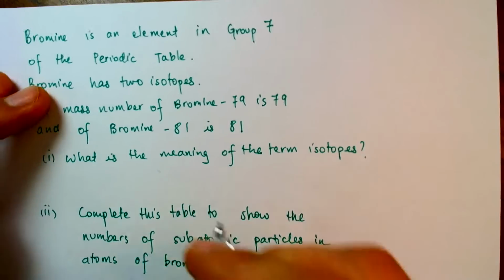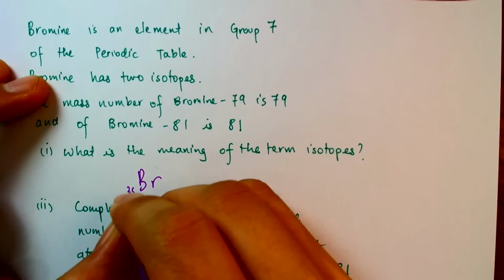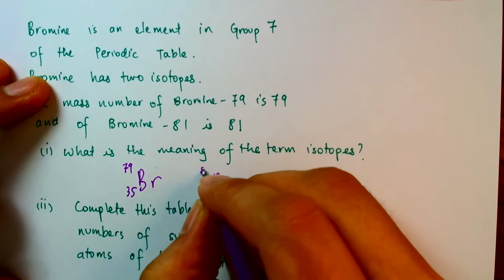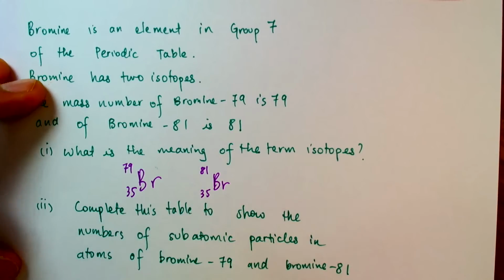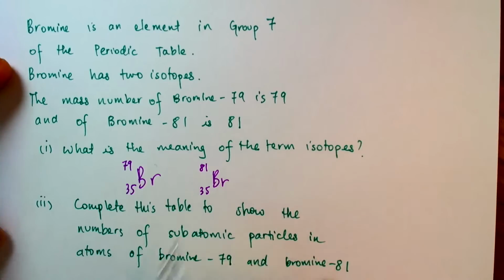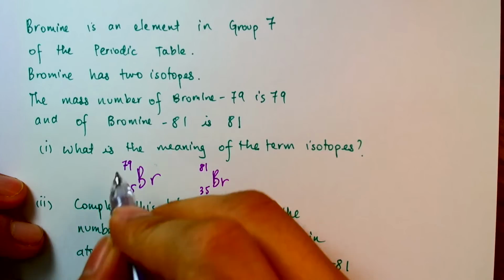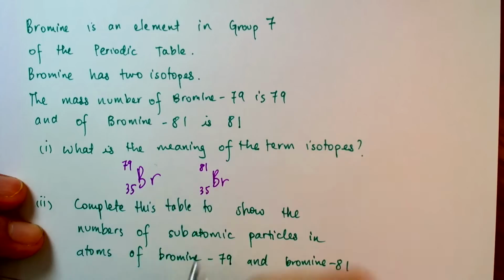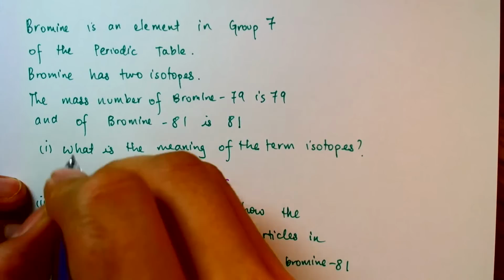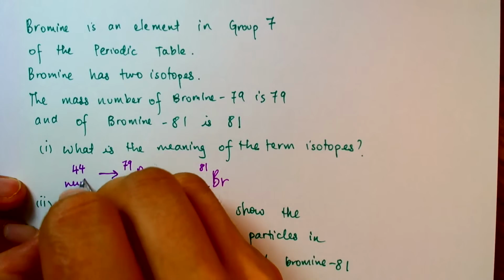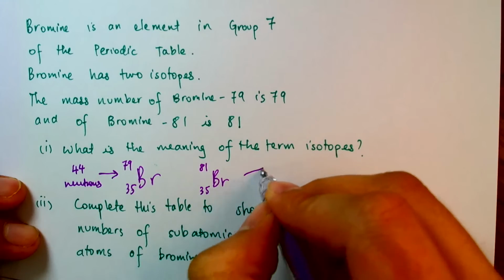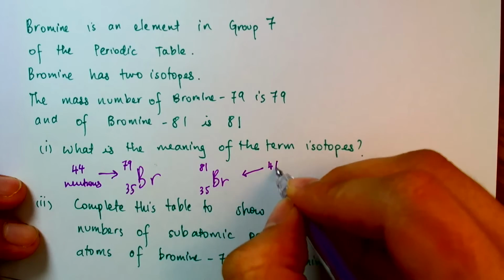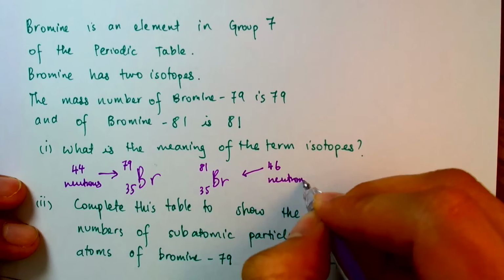So bromine has two flavors. We have bromine-79 and bromine-81. They're both bromine because they both have 35 protons, but they differ in the number of neutrons. If I take 79 minus 35, I get 44, so this one has 44 neutrons, whereas if I take 81 minus 35, I get 46. This one has 46 neutrons.